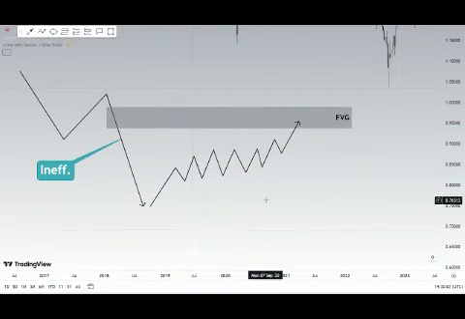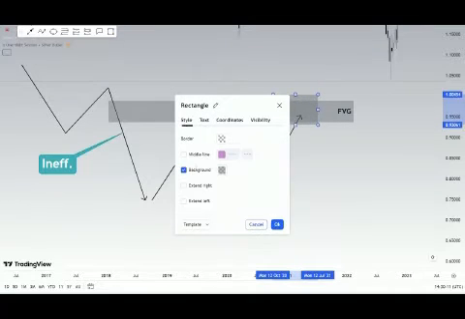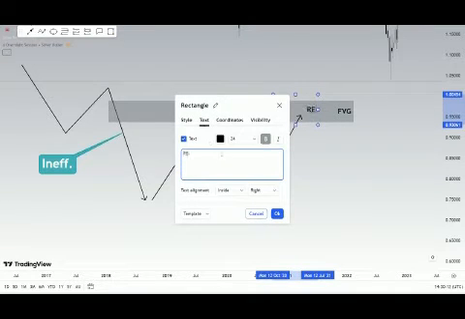So we need to understand, when we see a fair value gap, our job is to understand price is going to rebalance at some point. So this here is essentially a rebalancing act. This is a rebalancing act of price.